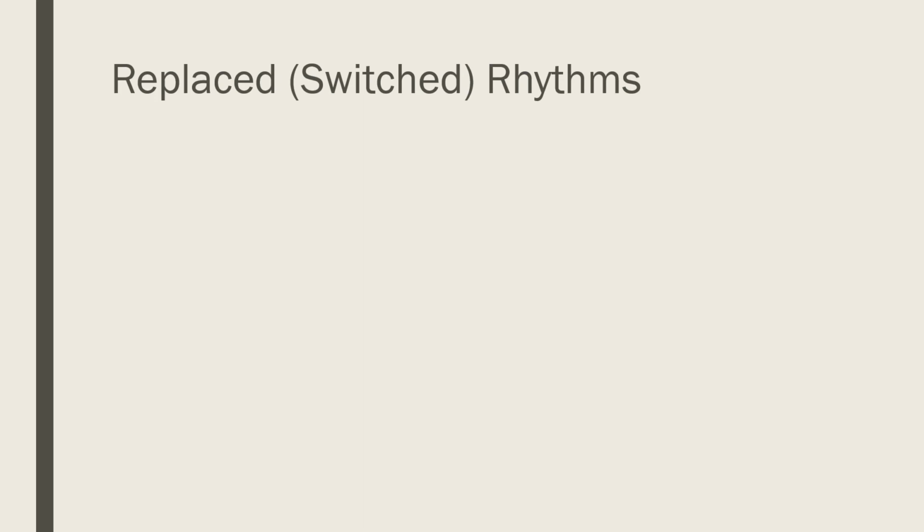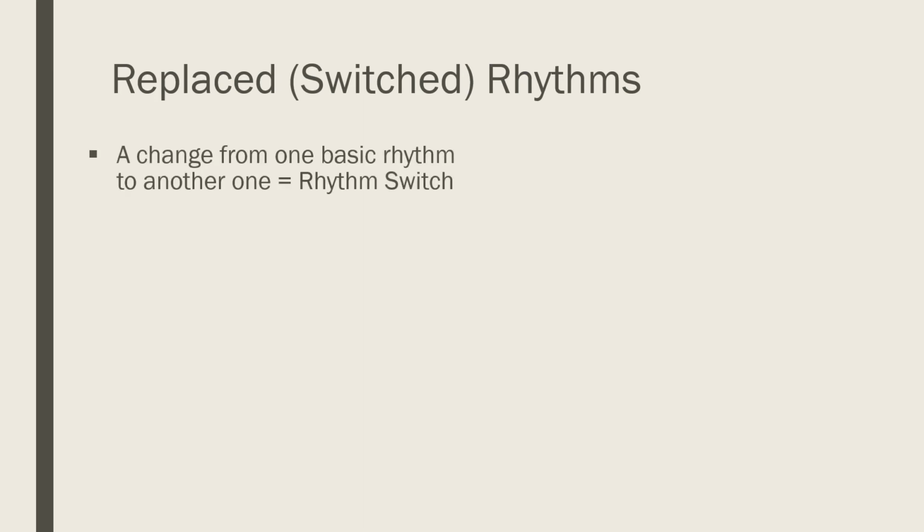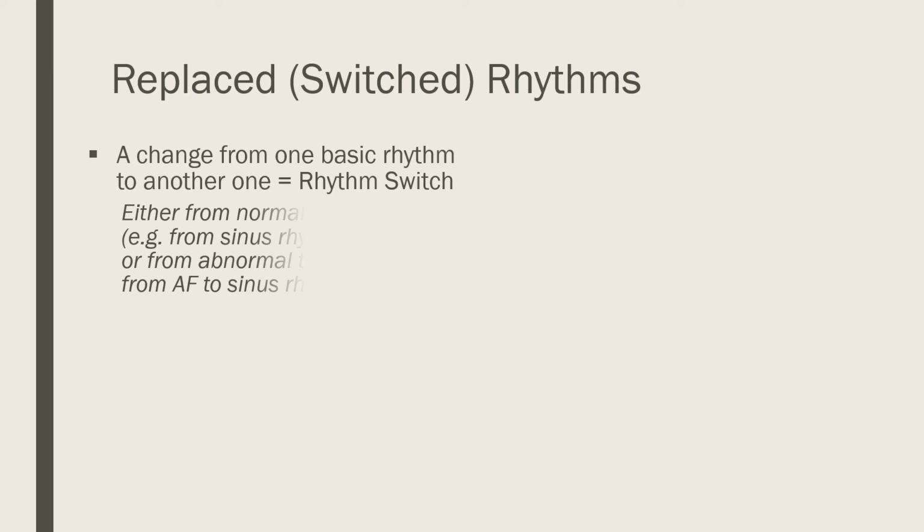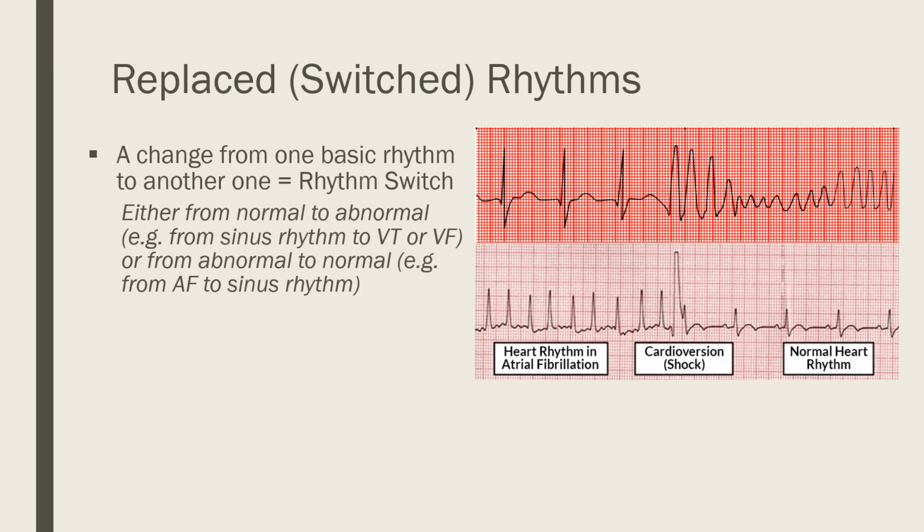What do we mean by replaced or switched rhythms? A change from one basic rhythm to another one is called a rhythm switch, either from normal to abnormal rhythm, as shown in the first strip, from sinus rhythm to ventricular tachycardia in the form of torsade de pointes. The second strip shows the change from abnormal rhythm to normal rhythm, from atrial fibrillation to sinus rhythm by a cardioversion.